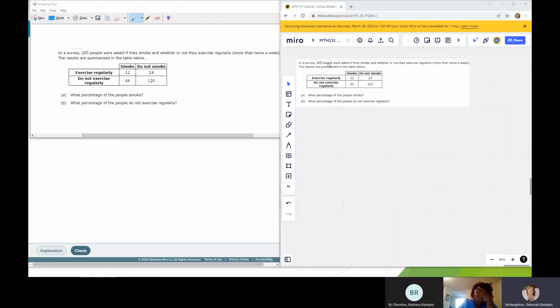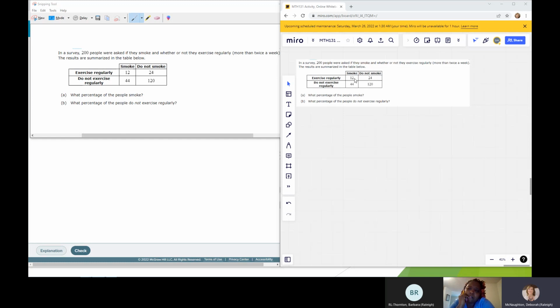Right, so in a survey, 200 people were asked if they smoke and whether they exercise regularly more than twice a week, and then the results are summarized. So the categories on this side of the table show exercise regularly or do not exercise regularly. Here, exercise regularly, do not exercise regularly. And then here we have smoke or do not smoke.